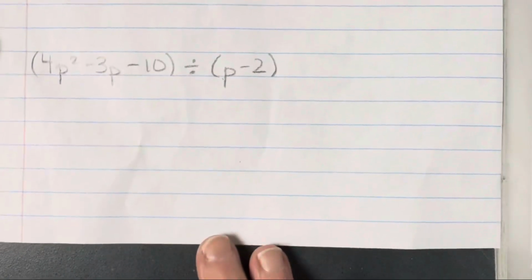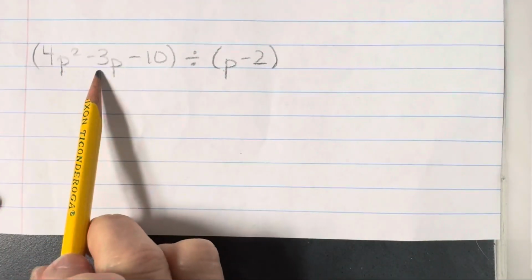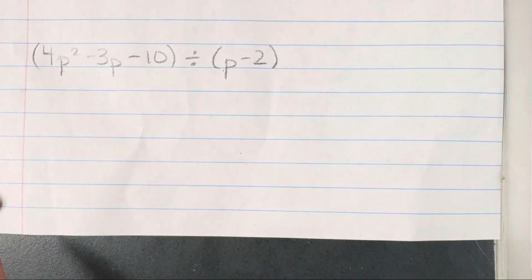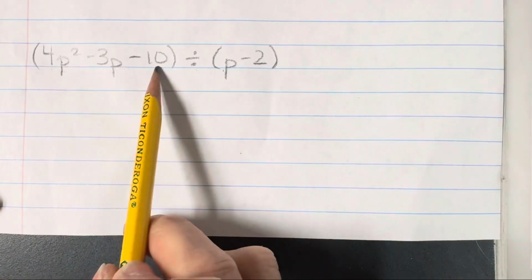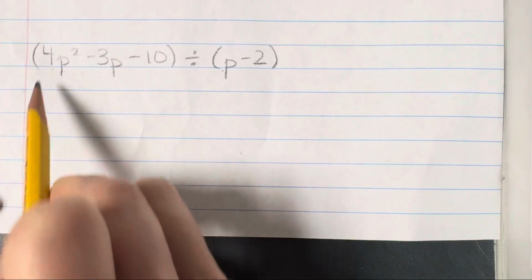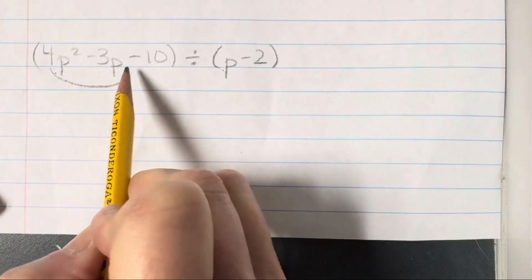Here we have another trinomial, 4p squared minus 3p minus 10, being divided by the binomial p minus 2. In this case, this trinomial does not have any shared factors, which means I cannot factor out a greatest common factor. I'm going to move straight to slip and slide.